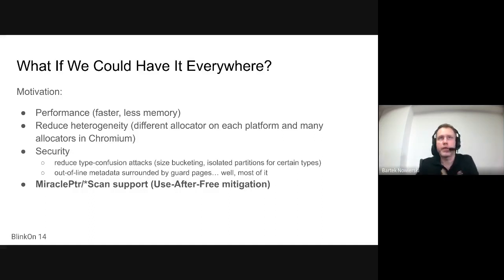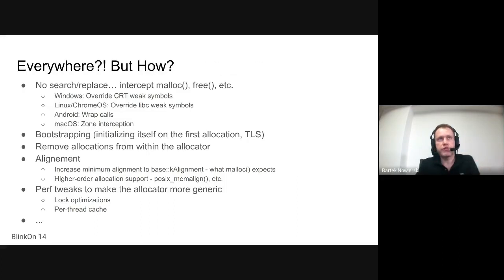So we know why. Now, how? Are we supposed to search and replace tens of thousands of locations where we call malloc? Well, not really. There is an already existing infrastructure to replace malloc and free and a whole shebang of memory management functions, and it works differently on every platform, but the functionality exists, and it's been successfully used by other allocators. So we didn't really reinvent the wheel here.